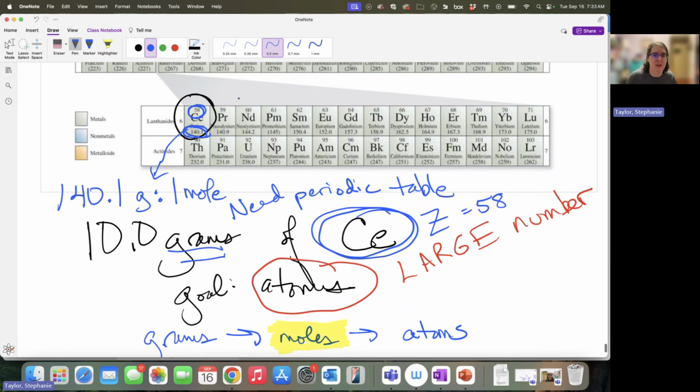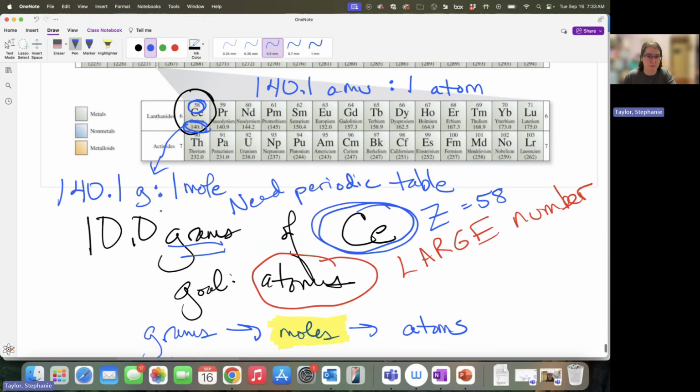You can also have that number represented as 140.1 AMUs in 1 atom. That is another option, the other thing that it can mean. But otherwise, we usually use this as 140.1 grams in 1 mole.